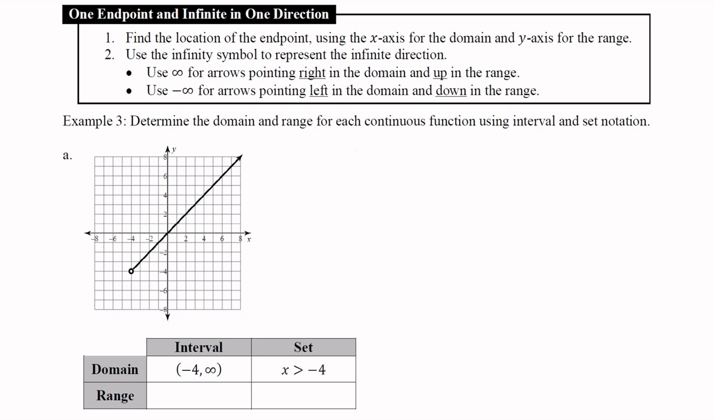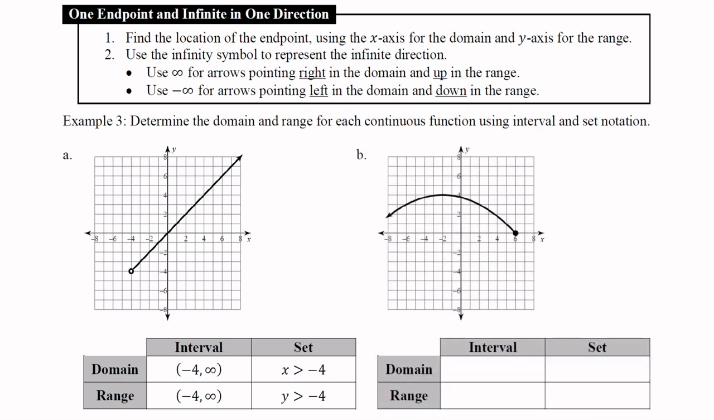So you will just say x is greater than -4 because we go infinitely in the positive x direction. For the range, our lowest y value is at -4, but we don't include it, so there will be a parenthesis there. And then we go to infinity because the arrow goes up infinitely, so y is greater than -4 in set notation.